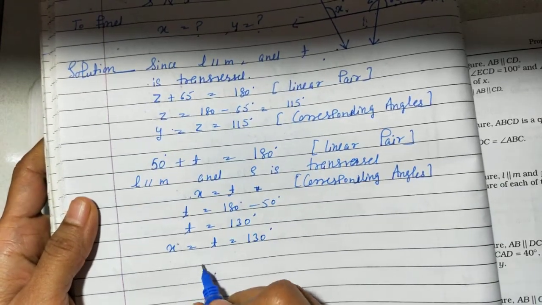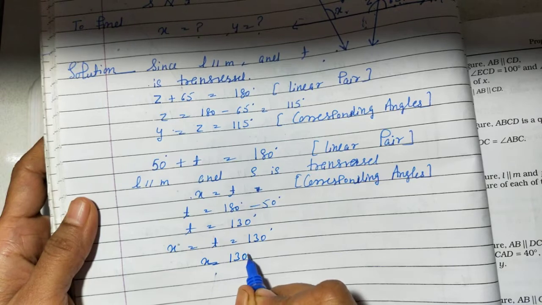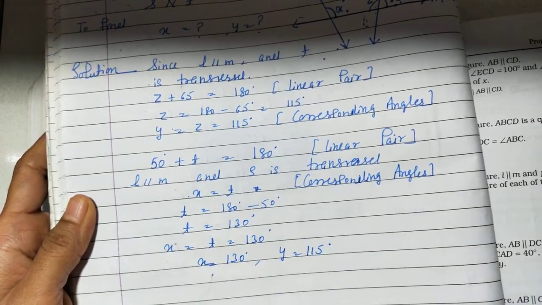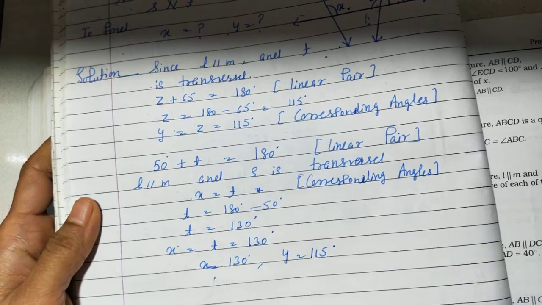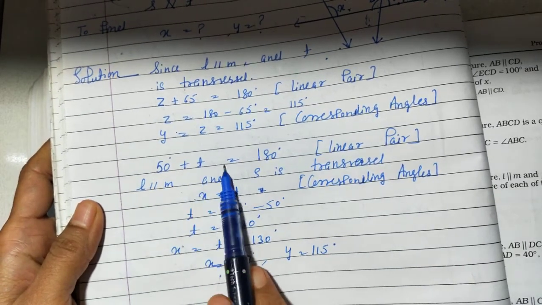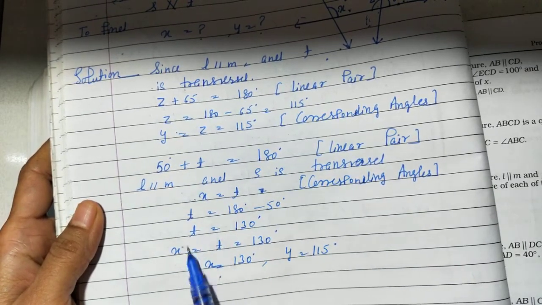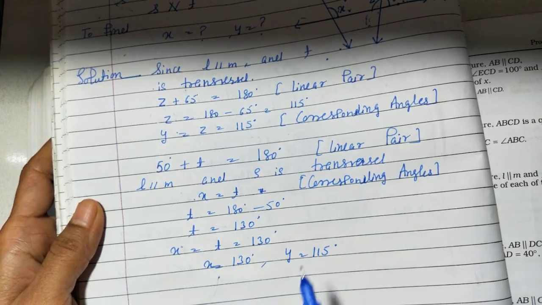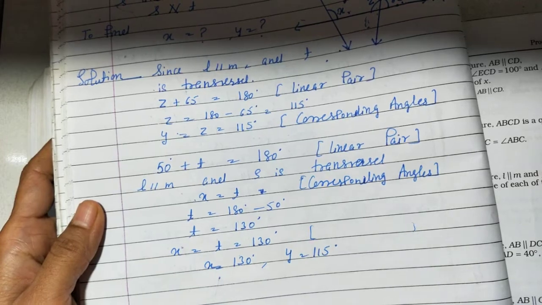Getting it? Our answer is X is 130 and Y is 115. These are our two answers for the respective questions. Right, 50 plus T is 180. First we will find T. Then we will write this step: X is equal to T, corresponding angle. Here also you can write corresponding angles.